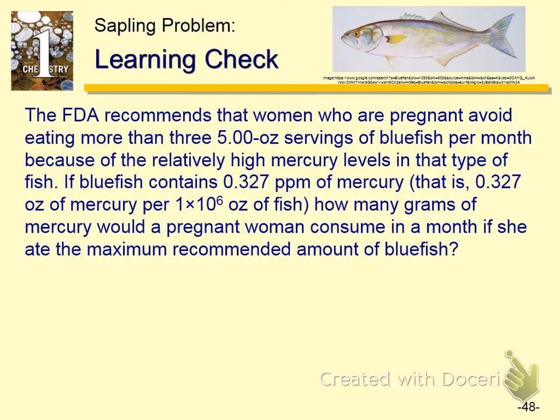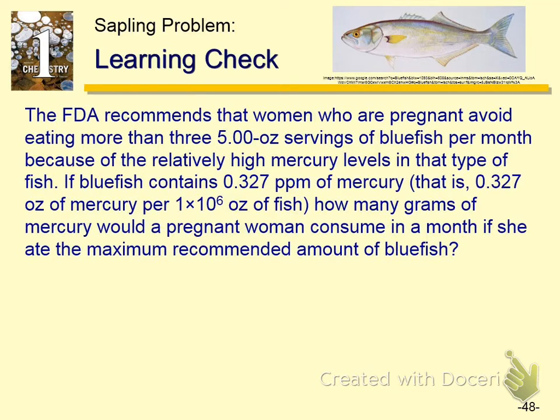Okay, so it says the FDA recommends that women who are pregnant avoid eating more than three 5-ounce servings of bluefish per month because of the relatively high levels of mercury. If bluefish contains 0.327 part per million of mercury, and they tell us what that means, that is 0.327 ounces of mercury per million ounces of fish. How many grams of mercury would a pregnant woman consume in a month if she ate the maximum recommended amount of bluefish? Okay? Where will I start?